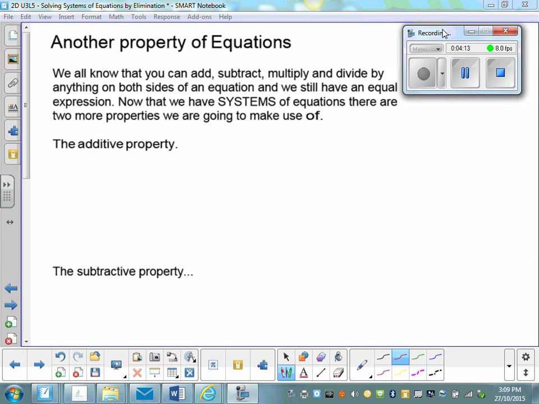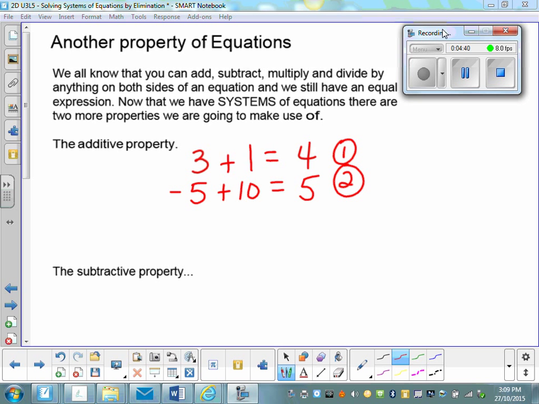One of the things that we know is that we can add, subtract, multiply, and divide by anything on both sides of an equation, and we still have an equal expression. Now that we're working with systems of equations, I want to show you something. So if I write an equation here without x's and y's, just a true equation, so 3 plus 1 equals 4, and I write something like negative 5 plus 10 equals 5, those are true equations, and number them 1 and 2.